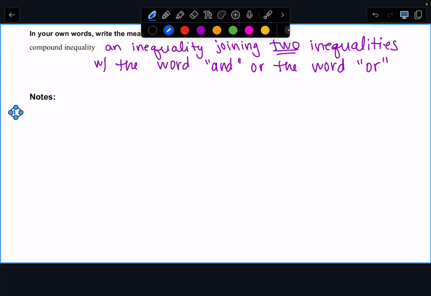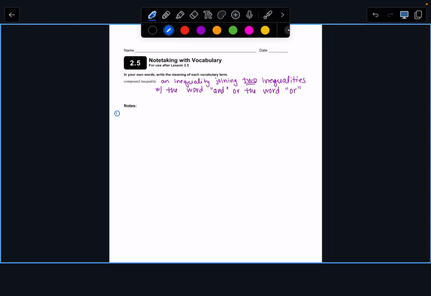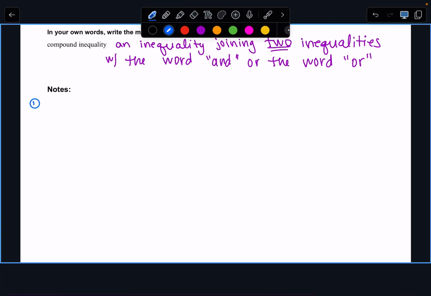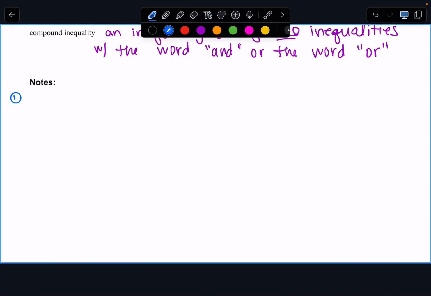By the way, you're gonna need to fit like 5 problems on this page, this blank page. So don't write super big, please.